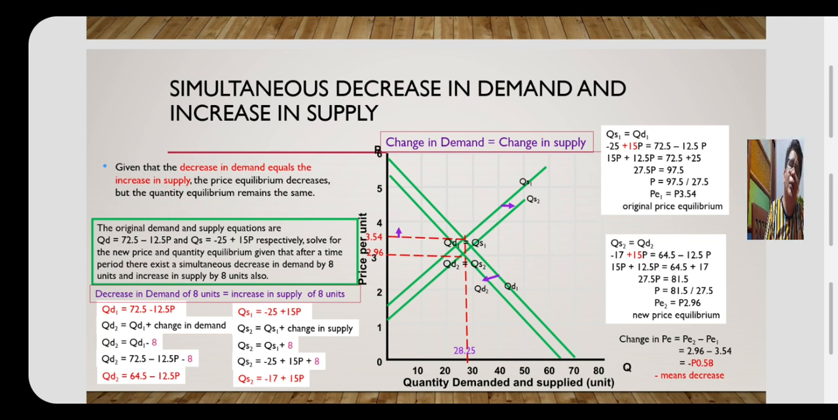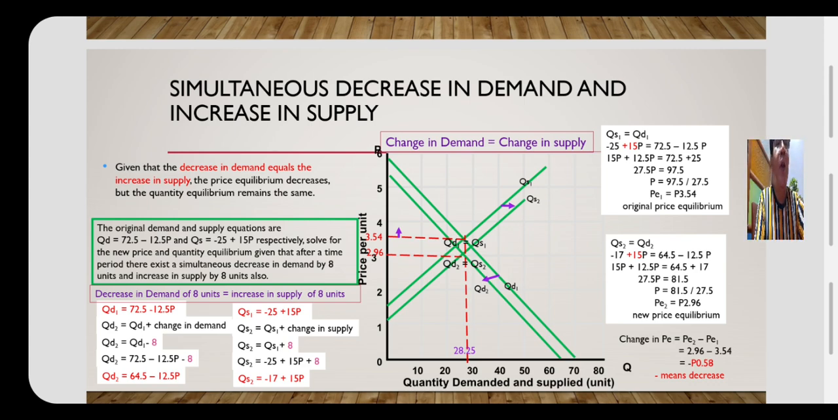The change in price equilibrium is simply the new price equilibrium minus the original price equilibrium. New price equilibrium is P sub 2 and original price equilibrium is P sub 1. So P sub 2 minus P sub 1 is equal to 2.96 minus 3.54, which gives us a difference of negative 0.58, which means that the amount of change in price equilibrium is 58 centavos, but this is directed downward because of the negative sign. Negative means decrease. So there is a decrease in price equilibrium by 58 centavos.